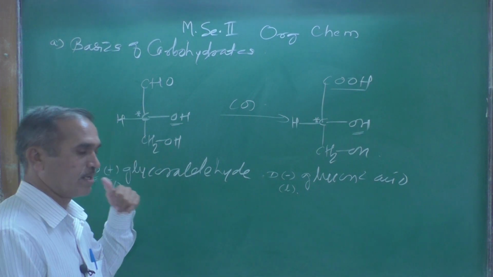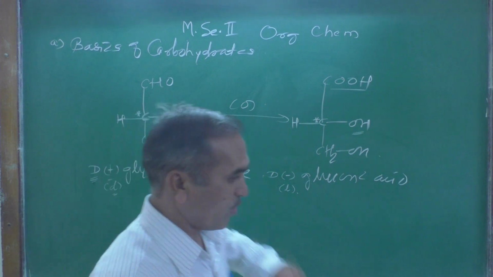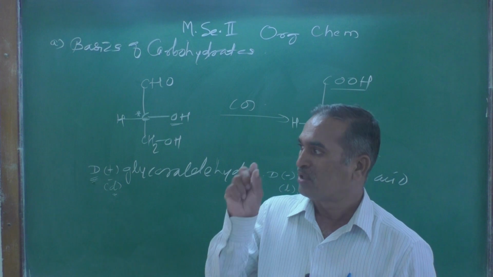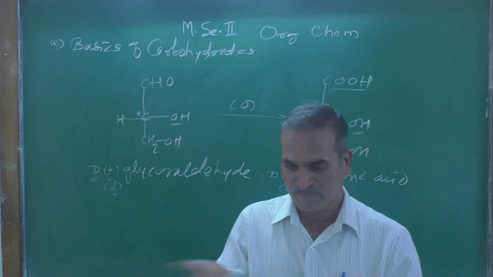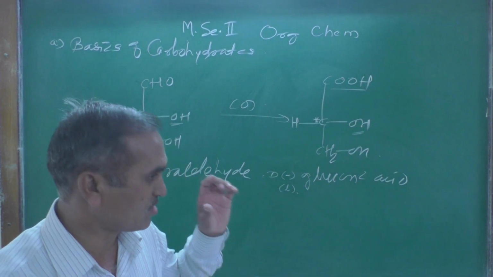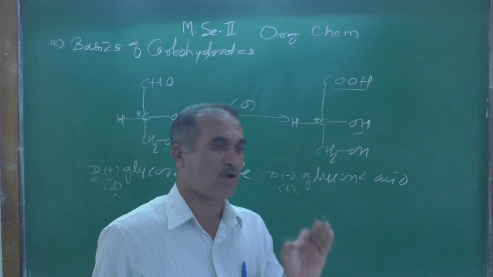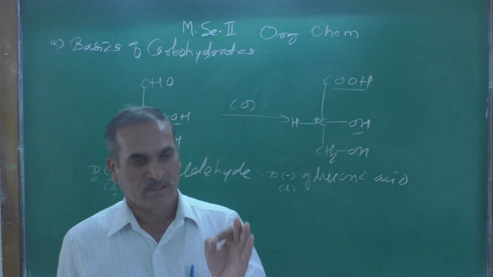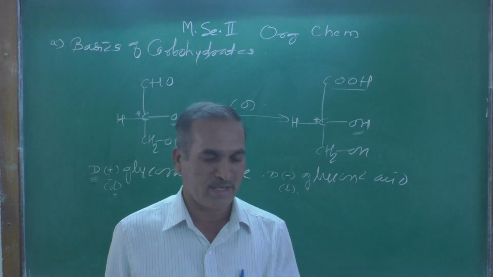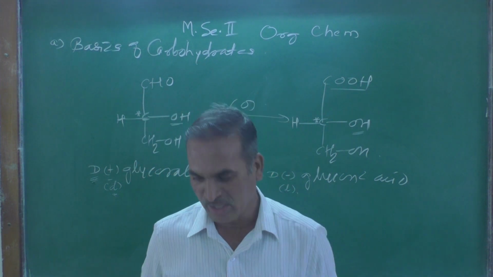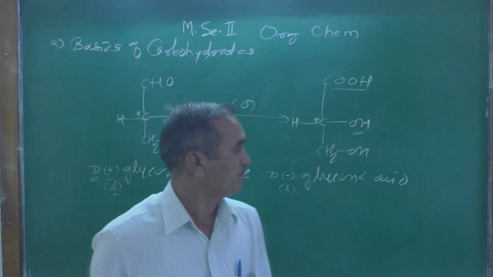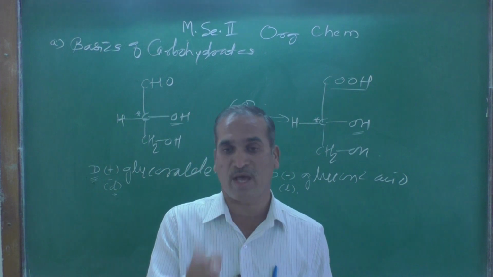Capital D and capital L are the relative configuration, whereas small d and small l are the optical rotation, that is depending upon what kind of rotation they have. It means D relative configuration may have small d plus or minus, or L. So please remember this.